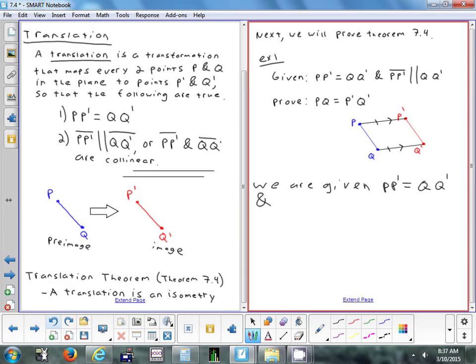And segment PP prime is parallel to segment QQ prime. Okay, and I've also marked that in the diagram, using the arrows. So they want us to prove that PQ is the same length as P prime Q prime. Basically proving that once you translated it, it didn't change length.